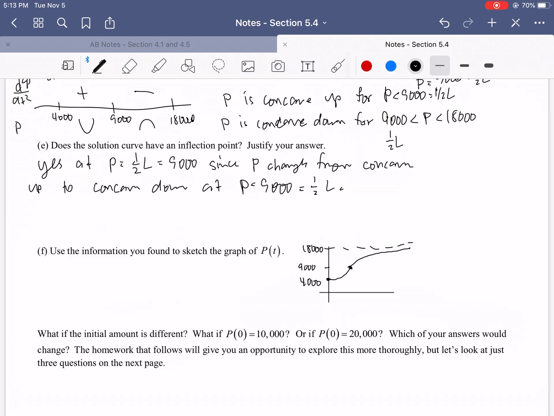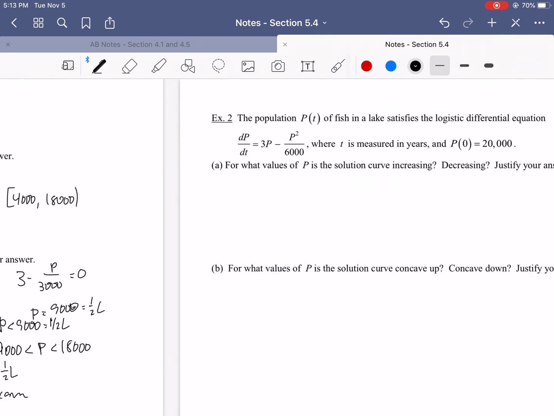Now, question at the bottom of the page. What if the initial amount was different? What if P of 0 was 10,000 or 20,000? Which of your answers would change? The homework that you're going to work will give you an opportunity to explore that more thoroughly, but we're going to look at just 3 of the questions on the next page.